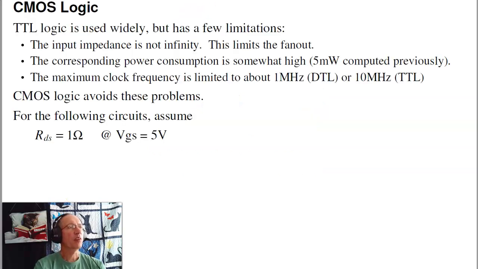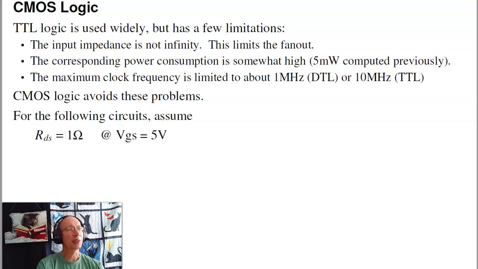Now, what we've looked at before is TTL logic and DTL logic. DTL logic is diode transistor logic. That was used back in the 60s. It's the first form of logic, and it has problems. Those diodes inherently have capacitance, which limits the maximum speed. TTL logic is much improved over DTL logic. However, it still has its limitations.